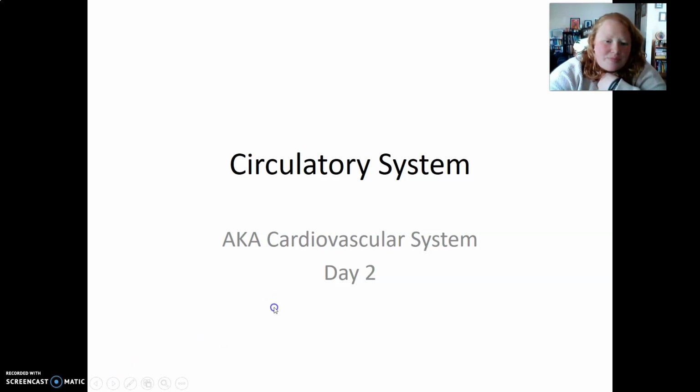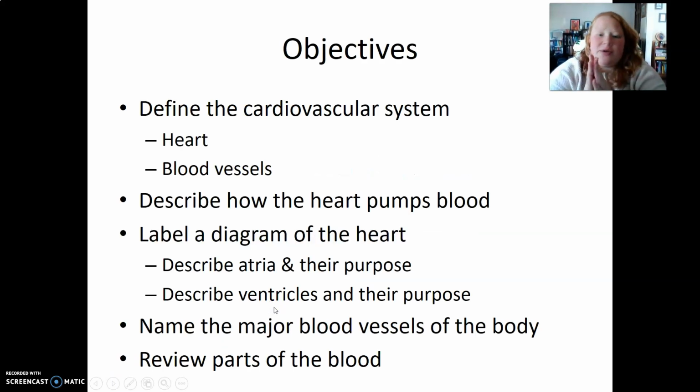So what are we doing today? We are going to define the cardiovascular system and know that it consists of heart and blood vessels. We are going to describe how the heart pumps blood. We are going to label a diagram of the heart and describe the atria and their purpose and the ventricles and their purpose. We are going to name the major blood vessels of the body and review parts of the blood.